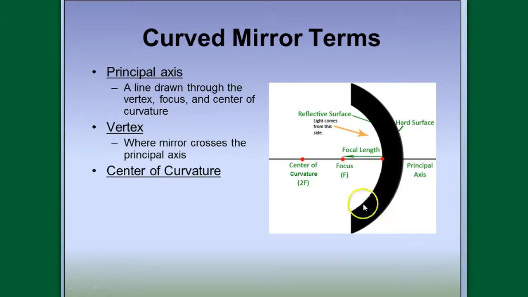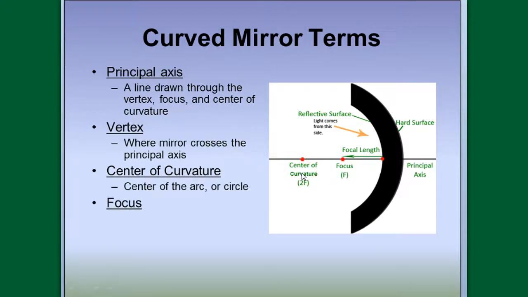Center of curvature: you'll notice that this is part of a circle. By the way, a concave mirror doesn't have to be circular. It could be parabolic or whatever else. But this particular one is a circle, which means if we carry it on around, the center of that circle is called the center of curvature, center of the circle.